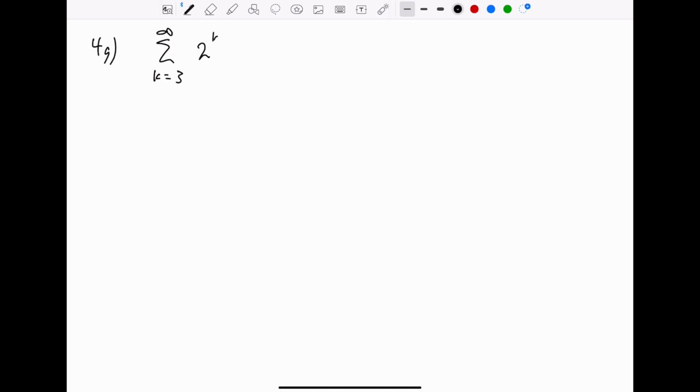2 to the k times 3 to the negative k. Is this a geometric series? Well, we could start by just listing out the first several terms as we've been doing. But let's first try to rewrite the series and see if we can recognize it without having to write out all the terms. I have the series from 3 to infinity.